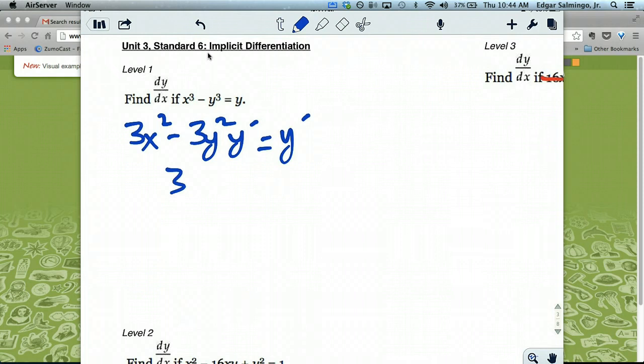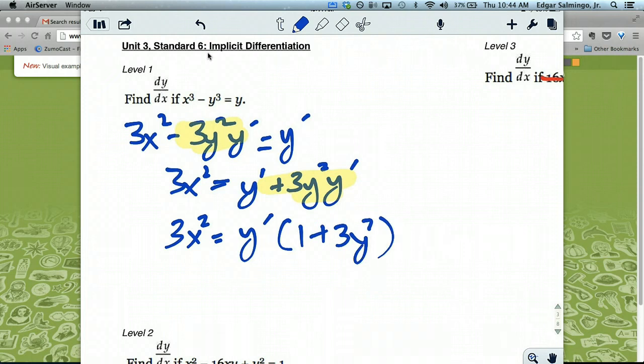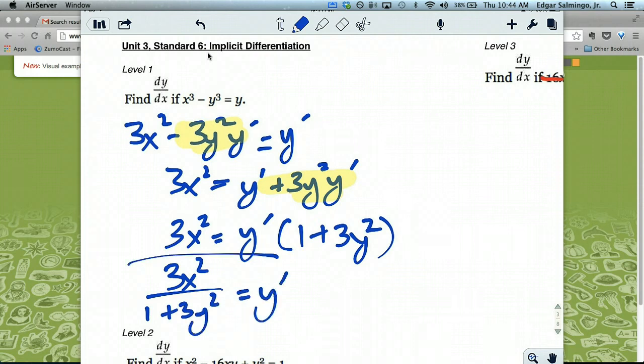So the first thing I'm going to do is add the 3y squared y prime to both sides. Do you see this is now moved to the right side? I just added it to the right side. Then I'm going to factor out a y prime, which gives me 1 plus 3y squared. And I'll divide both sides by 1 plus 3y squared. So your answer should be 1 plus 3y squared in the denominator equals y prime. That is how you do implicit differentiation.